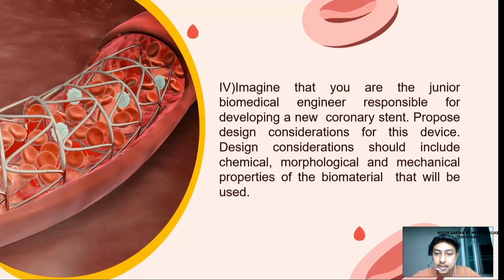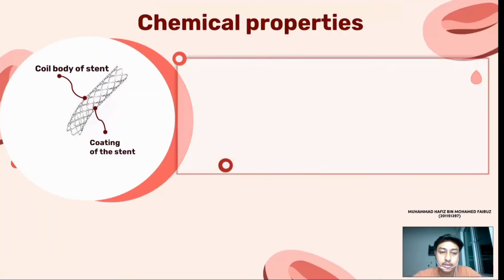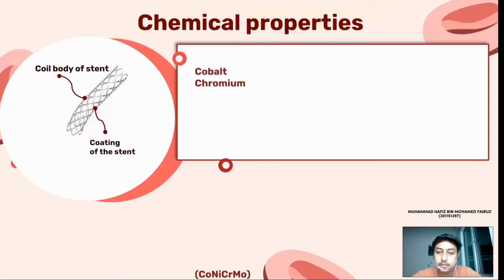Question 4. Imagine that you are the junior biomedical engineer responsible for developing a new coronary stent. Propose design considerations for this device. Design considerations should include chemical, morphological, and mechanical properties of the biomaterial that will be used. The first chemical that will be used in the coronary stent is cobalt chromium.